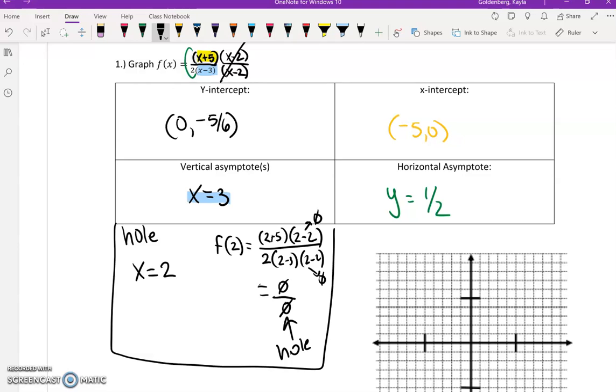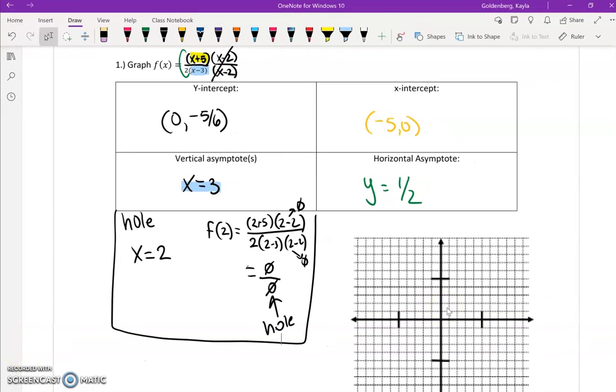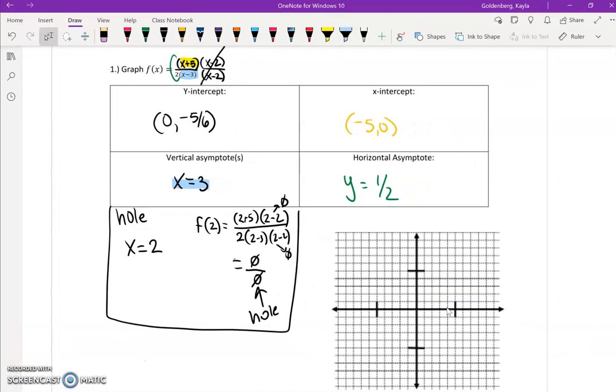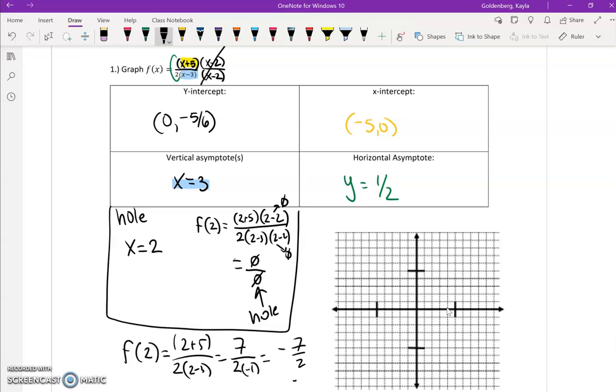If we wanted to see where the y value was, remember it's the same place that it was on the original function. So if I wanted to actually find the value of that, I would plug it in after canceling and do f of 2, right? 2 plus 5, 2 times 2 minus 3. That's going to make negative 7 over 2, which is negative 3.5. That's what we saw from the graph.